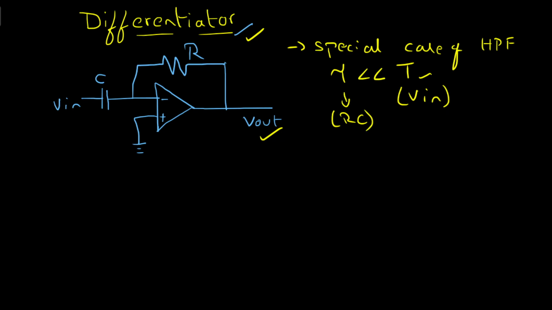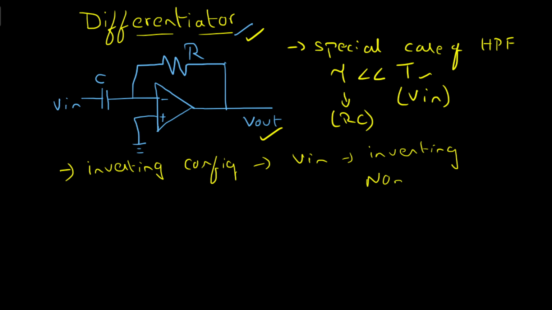Okay, now let us first identify in which configuration the op amp is connected. So here the op amp is connected in inverting configuration. How? Here the input Vin is applied to the inverting terminal through a capacitor, and the non-inverting terminal is grounded, so that it is connected in inverting configuration.